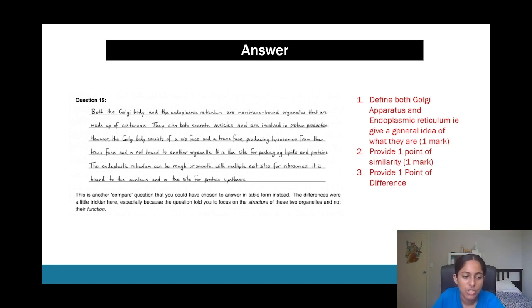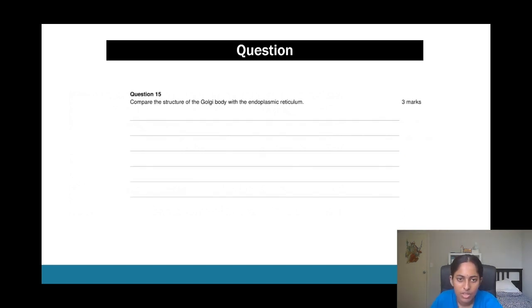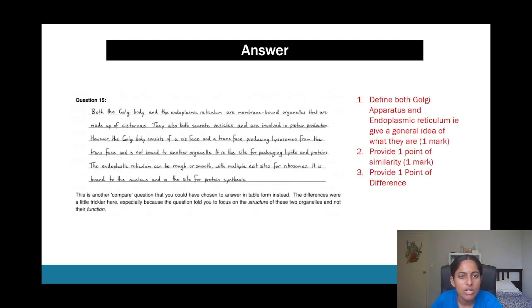Hopefully you had time to have a go at this question. This is a compare question, and typically compare questions are 3 marks. They're pretty much just asking you to look at the similarities as well as differences. You would need to firstly define what the Golgi apparatus is, what the endoplasmic reticulum is, and give a general idea of what they are.